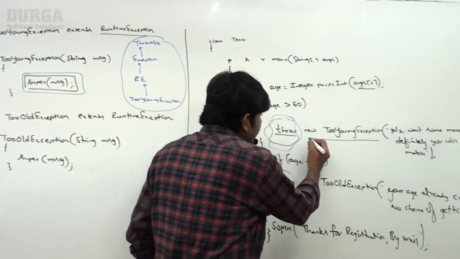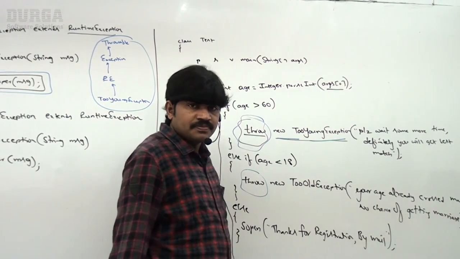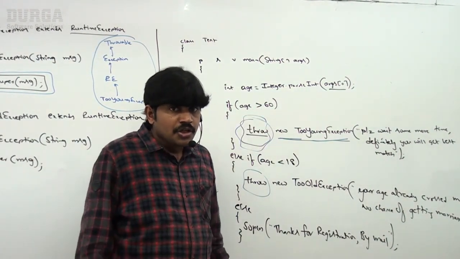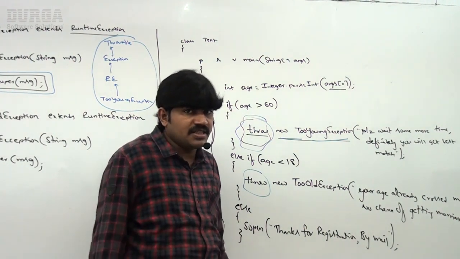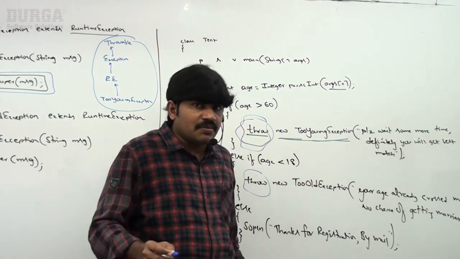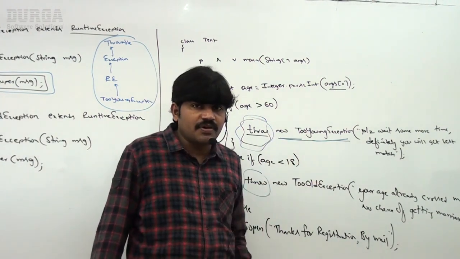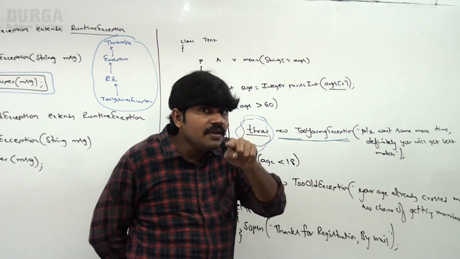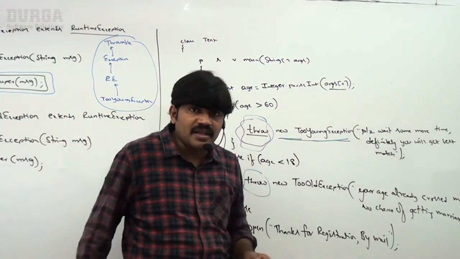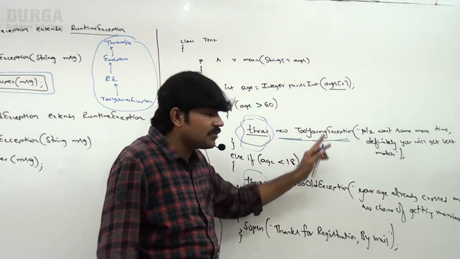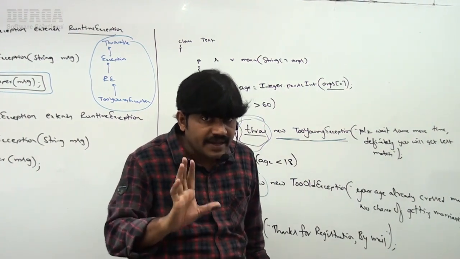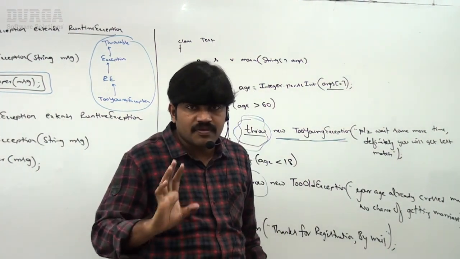Whenever we throw TooYoungException, am I defining any catch block? No catch block. If there is no catch block, normal termination or abnormal termination? Abnormal termination. So in the case of abnormal termination, to print exception information, who is responsible? The default exception handler is responsible to print exception information to the console.